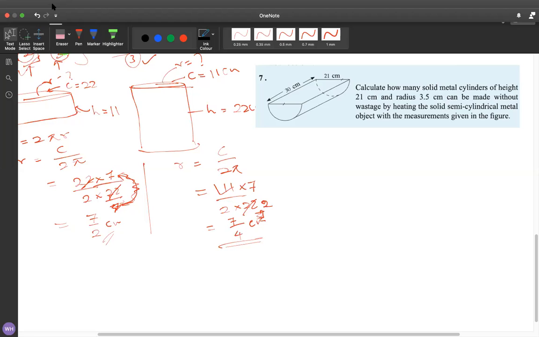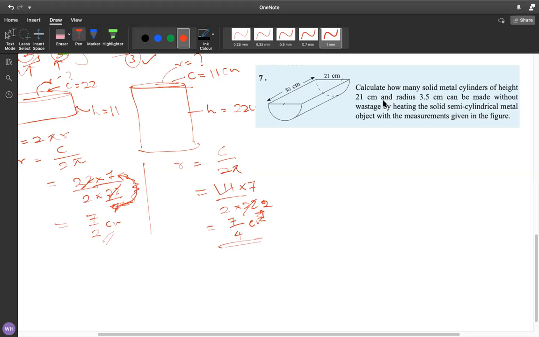All right, girls and boys, have you done this seventh one? So they're asking, calculate how many solid metal cylinders of height 21 centimeters and radius 3.5 centimeters can be made without wastage by heating the solid semi-cylindrical metal object with the measurements given.